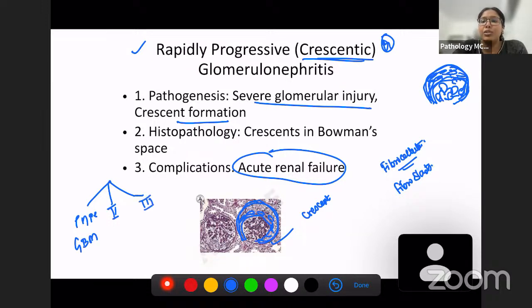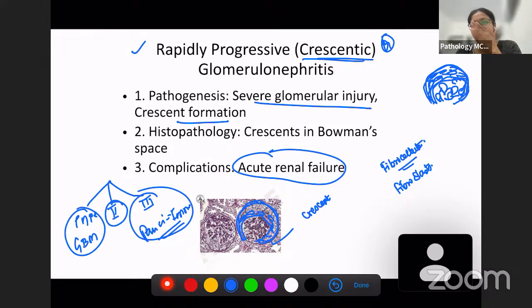Type 3 is associated with quasi-immune, like we already discussed the quasi-immune conditions, right? So type 3 is associated with quasi-immune. Type 1, anti-GBM disease, type 2, membranoproliferative, and type 3, quasi-immune. So these are the three types of crescentic glomerulonephritis. And remember what crescents are made of and how they look like.